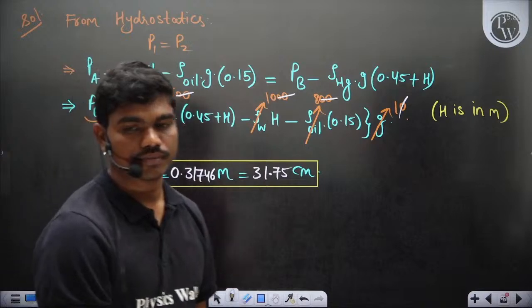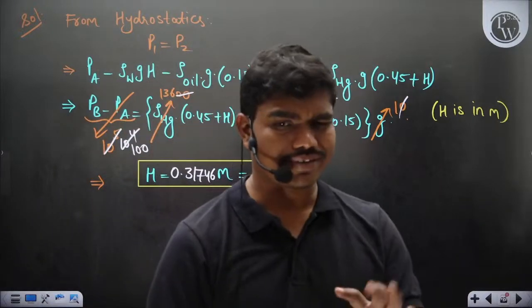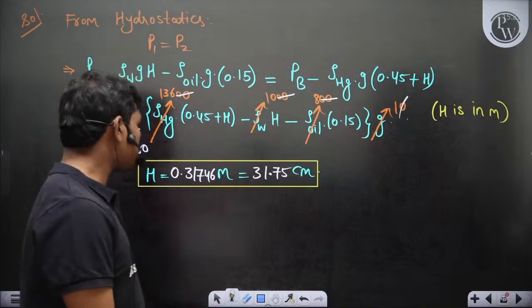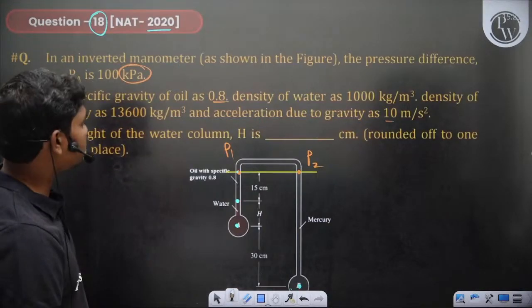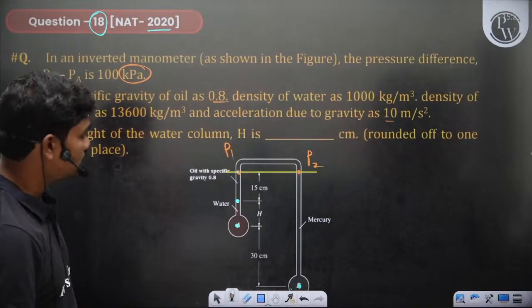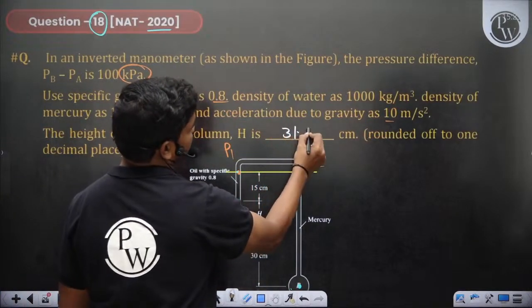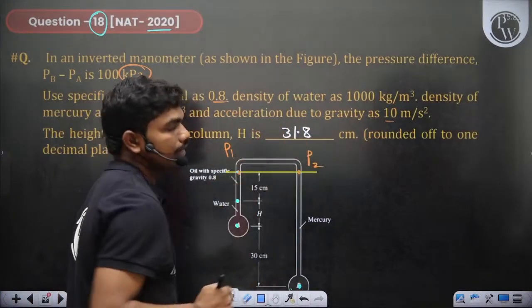That's all. Yeah, 31.7475. It's okay, good. It didn't move up to 32. What is the value you are asking? Round off to 1 decimal place. Then 31.8 you can say, because 7 is odd number, so you can make it even. So 31.8 centimeters.